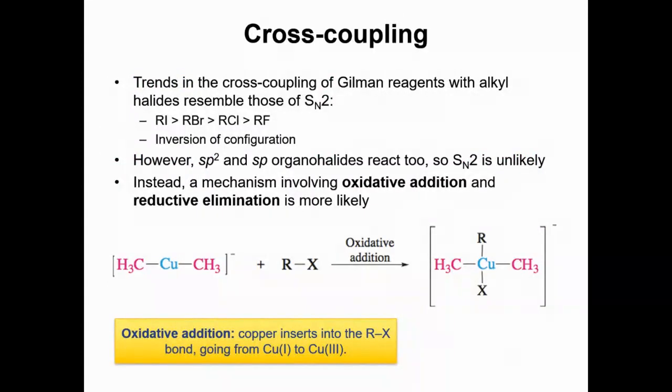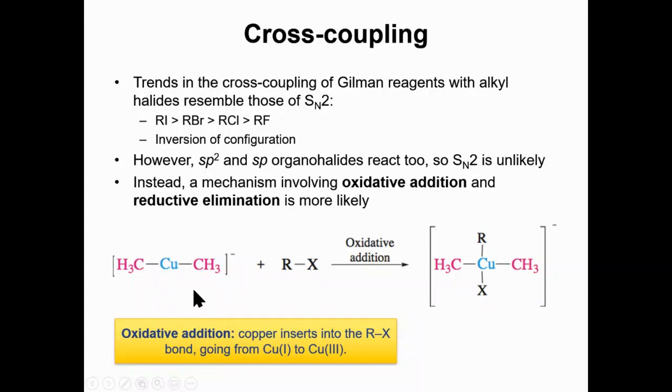Now the trend in terms of how the reaction rate varies with the halide is similar to what we have seen so far. It means iodide is the most reactive, fluoride the least reactive. If you're using an alkyl halide as the electrophile, you also have inversion of configuration. So this suggests that the reaction might be something similar to SN2. But because sp2 and sp organohalides also react, SN2 is unlikely. And to be honest, the exact mechanism of this reaction is still a subject of debate. Okay? But the current major opinion is that the reaction follows an addition-elimination mechanism.